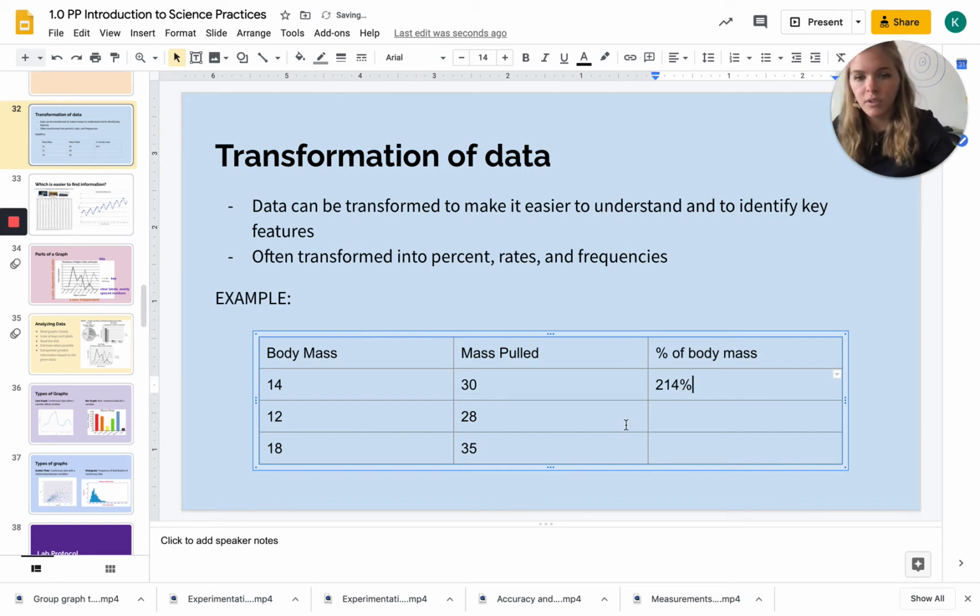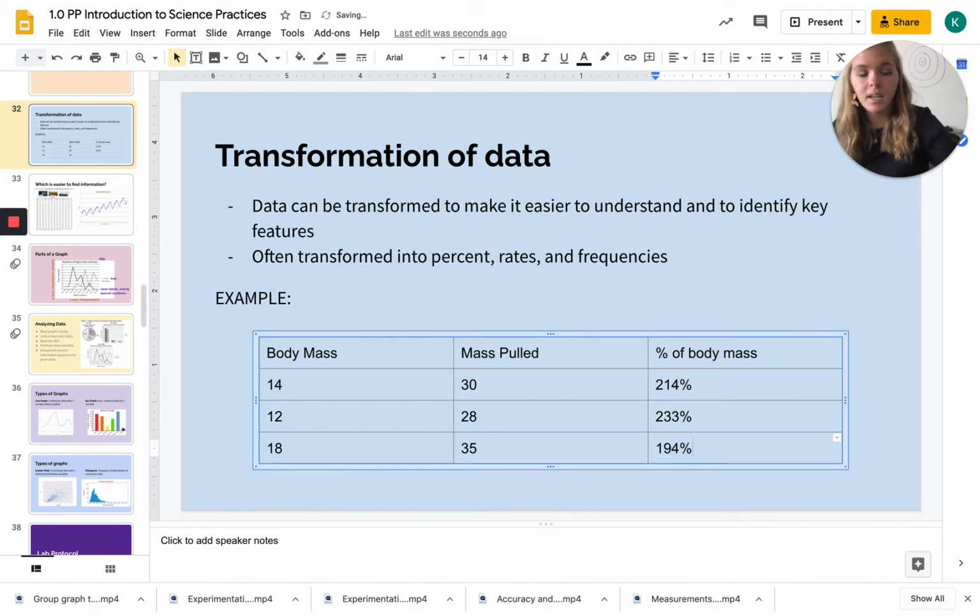We're going to do the same for the next person. 28 divided by 12 times 100. They're pulling 233% of their body mass, whereas person 3 is pulling only 194% of their body mass.